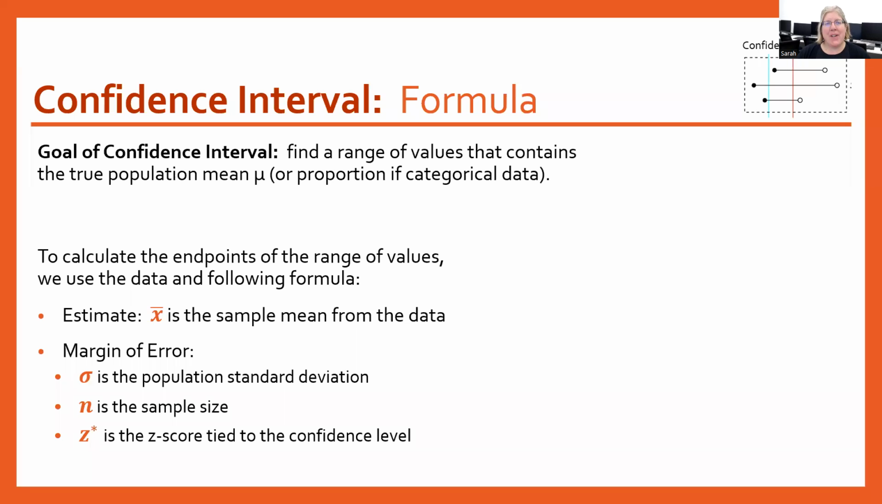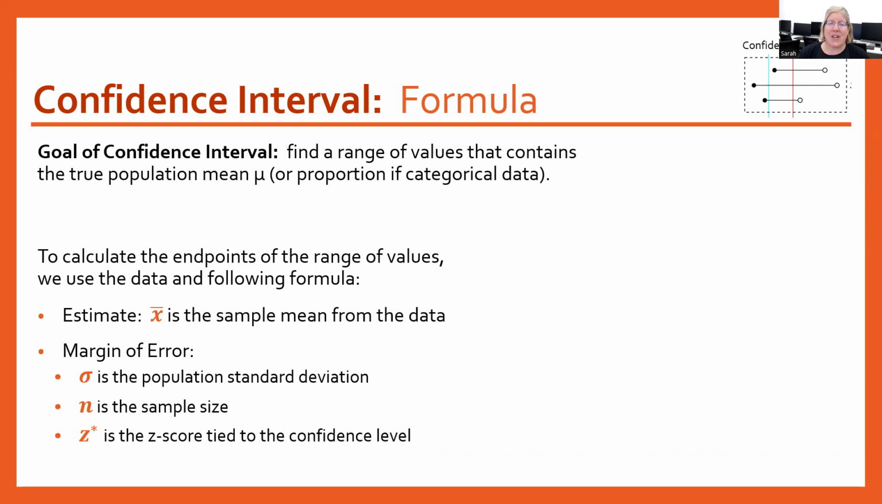Now that we have a better understanding of this idea of a range of values and how to interpret that range in context of the story, I want to take a step back and look at how we actually calculate those values and the formula for that. So the goal of a confidence interval is to find a range of values that contain the true population mean mu, or if you were working with categorical data, you would be looking at the population proportion.